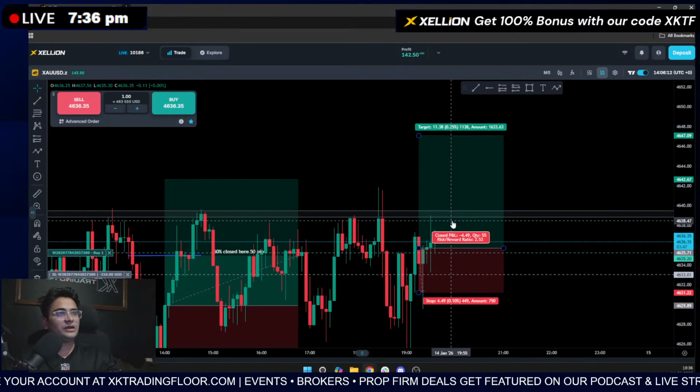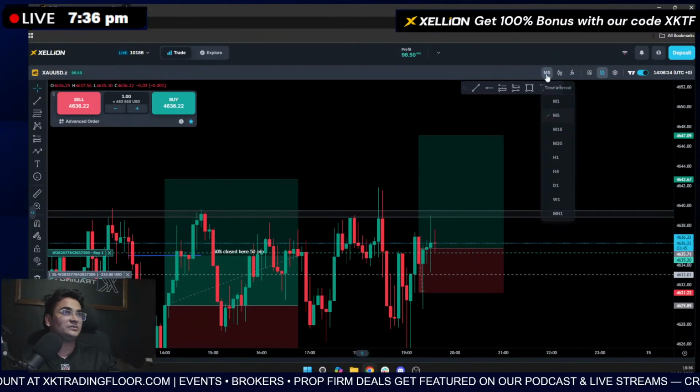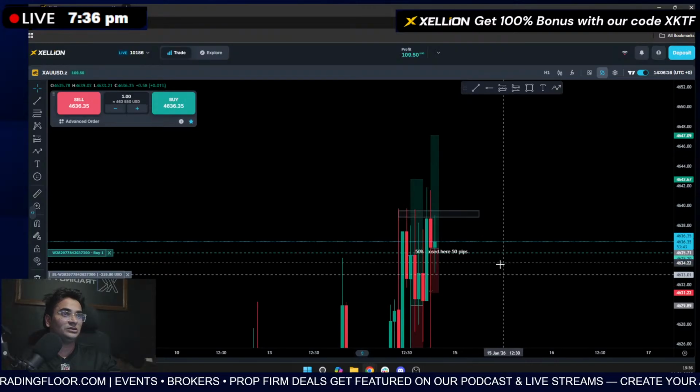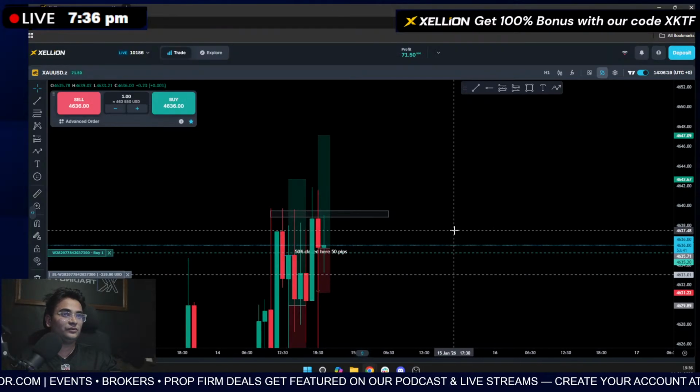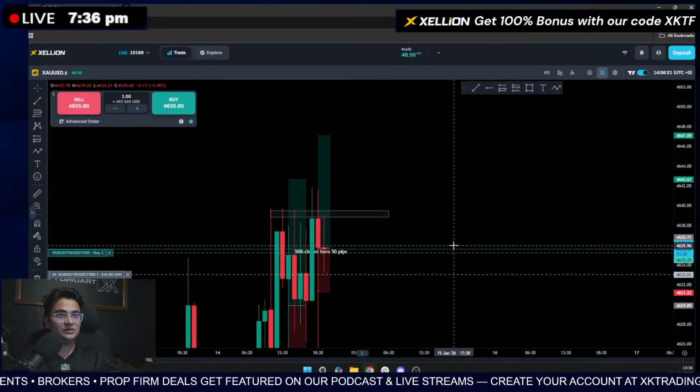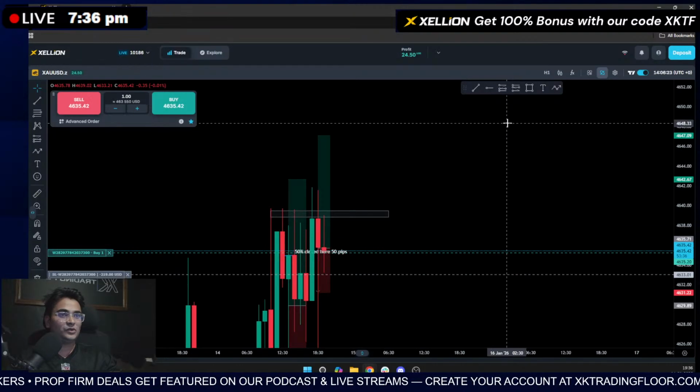Right now price is still rejecting. That is something I don't want to see, because the 1 hour is also bullish, but at the same time going bearish as well.